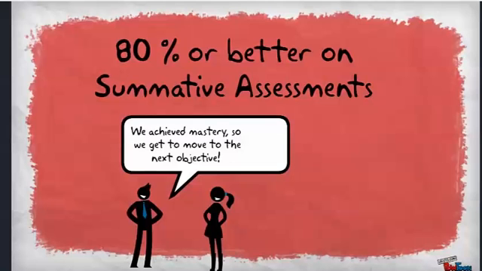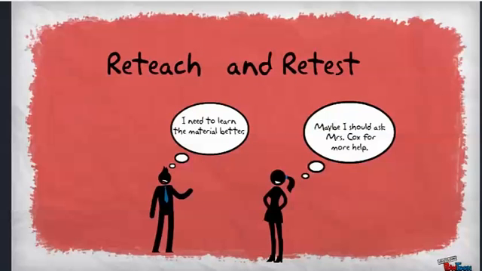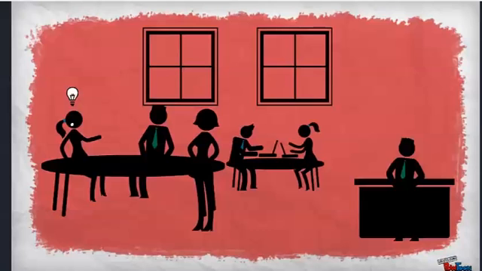Students who achieve mastery will move on to the next objective. Students who do not achieve mastery will require reteaching and retesting before they move on to the next objective. As you can see, the class will look very different than the traditional classroom. Students will be working on a variety of lessons, labs, and activities during a class period. This will take some getting used to, both for you and me.